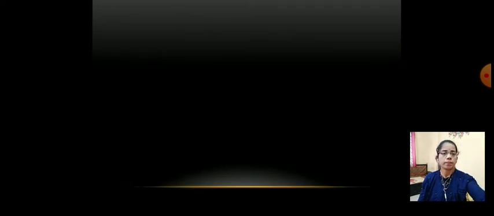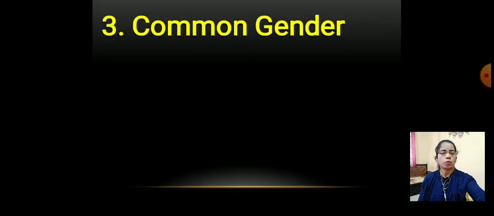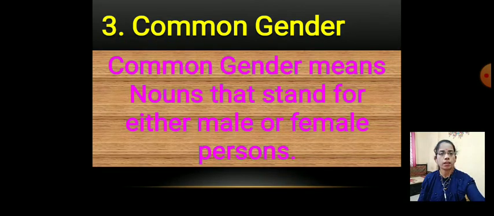Next one, third, common gender. See the definition of common gender. Common gender means nouns that stand for either male or female persons. It means a name that commonly includes both male and female in the noun is called the common gender. See the example.